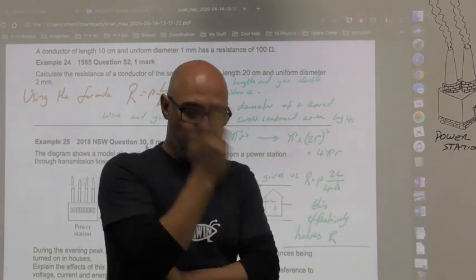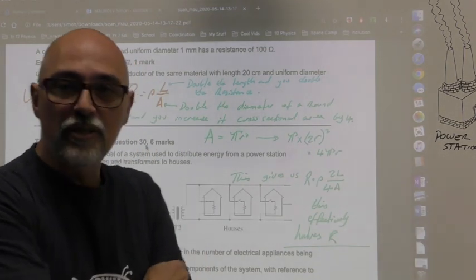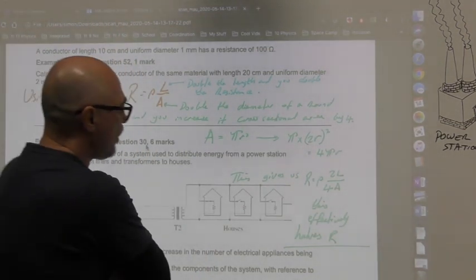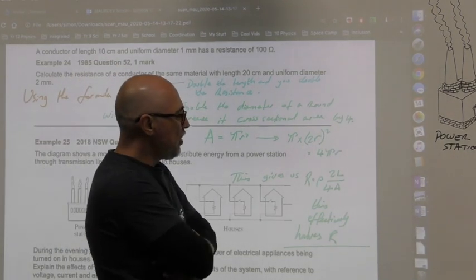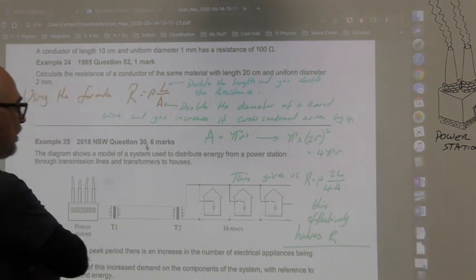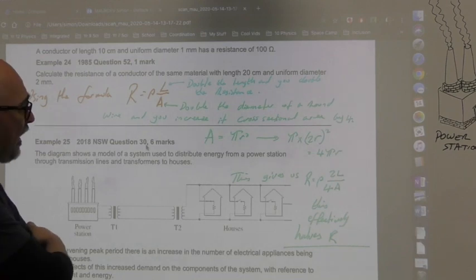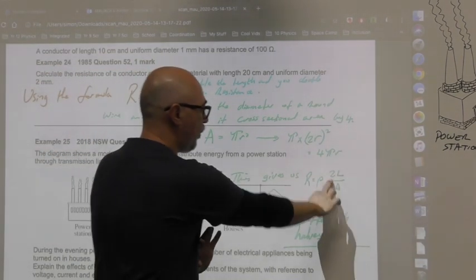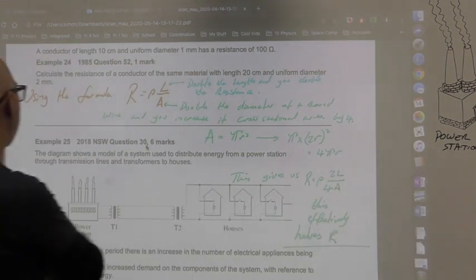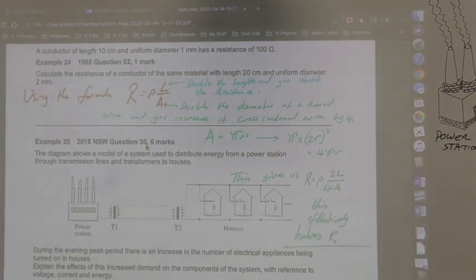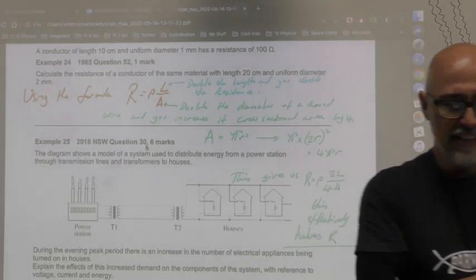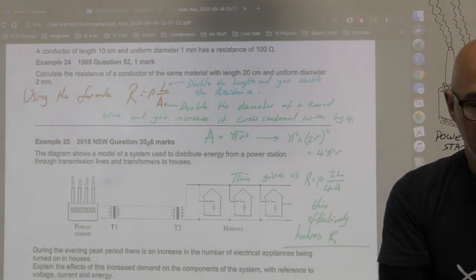Notice, the resistivity does not change. The resistivity is a constant, and it makes no difference to the eventual calculation of R. So what happens to the resistance R? It effectively halves: 2 over 4 is 1 over 2, so it's a half. Incredibly rare, I've never seen that actually used in an exam.